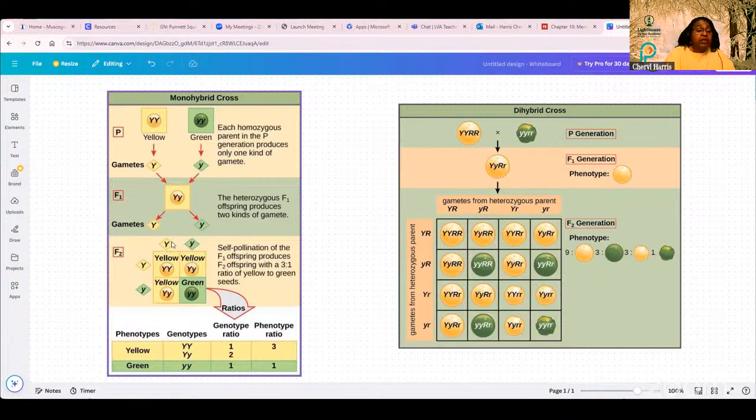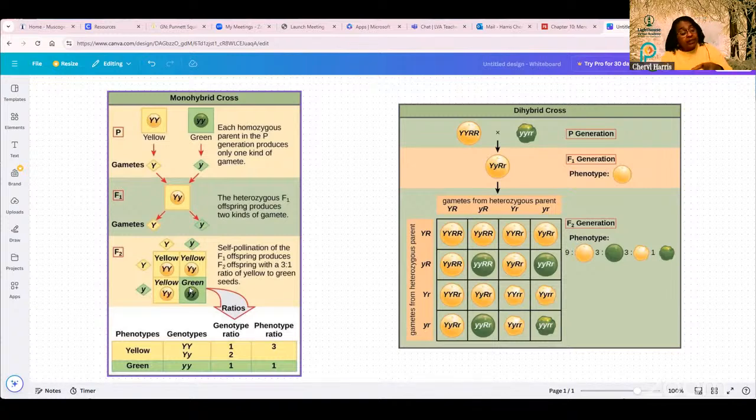We do the same thing with the box on the lower level. We take the Y from the top in that first column, and we take the small y from the bottom box on the side. And in that first lower box, we have a capital Y, lowercase y. Then we take the lowercase y from the top and the lowercase y from the side, and we put that in the fourth box, and both of those are lowercase y, so that one will be green.